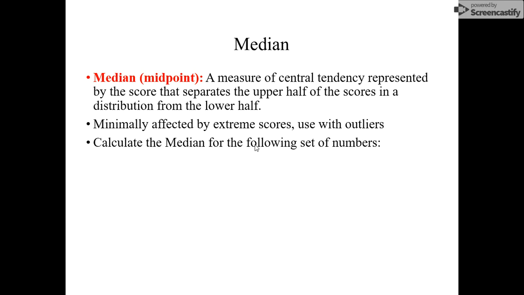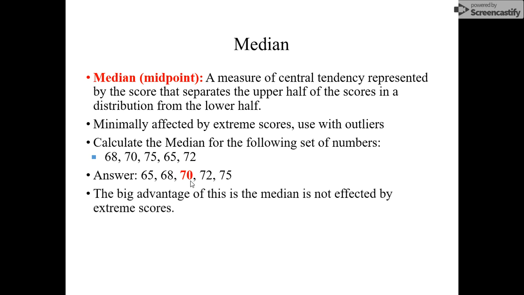So to calculate this for the following set of numbers, if you had 68, 70, 75, 65, and 72, what I often do is, I'm trying to find the median, which is the one in the middle, so I put them in order, okay? So I would put 65, 68, 70, 72, 75. The number for this then would be 70. Okay, so you're looking at the number in the middle. Again, this is not affected by outliers if someone scores really low or really high, because it's taking the score in the middle. The big advantage of the median is it's not affected by the extreme scores.